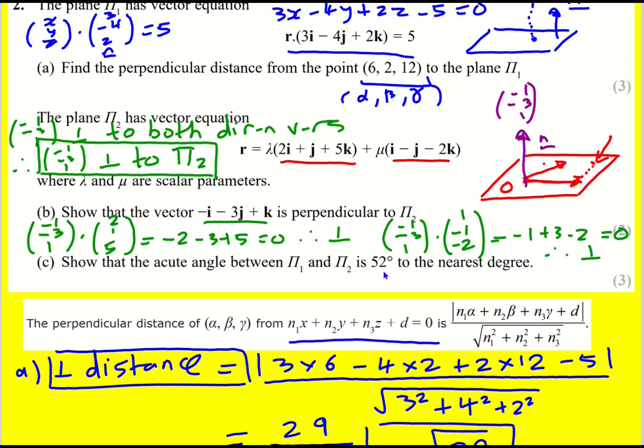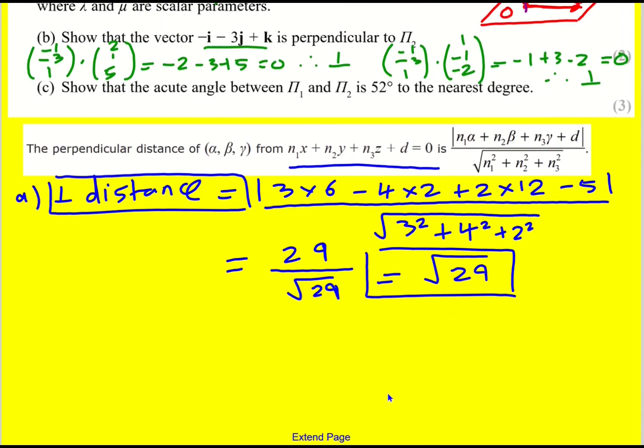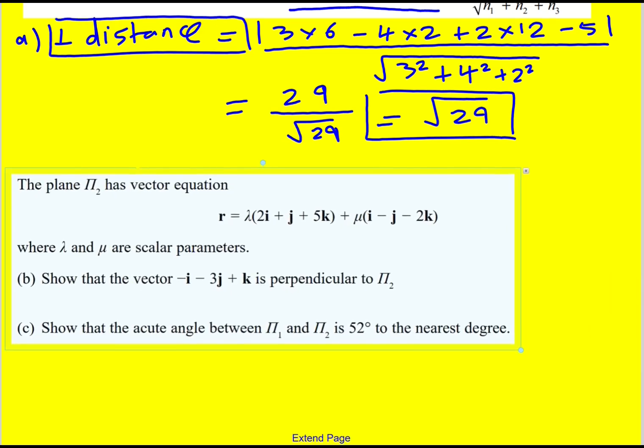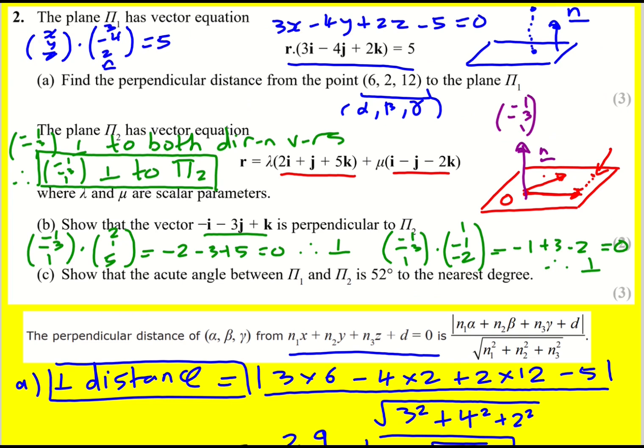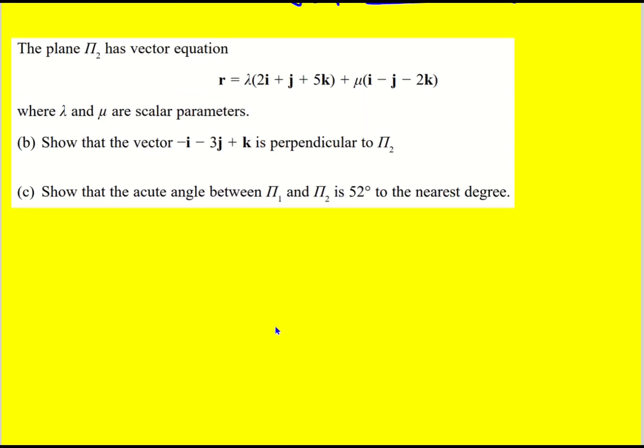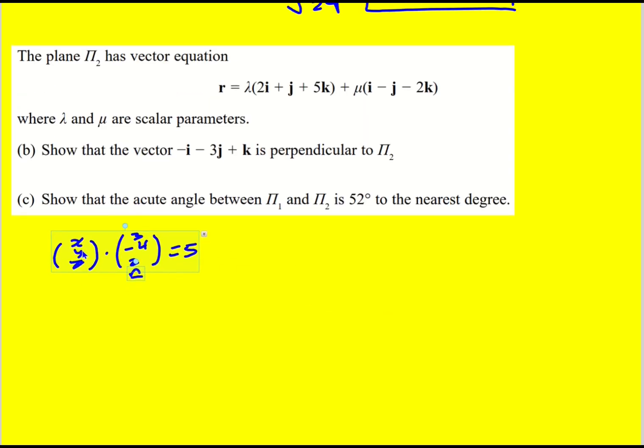So we're then asked to show that the acute angle between pi 1 and pi 2 is 52 degrees to the nearest degree. Don't forget, I've earlier worked out this was the equation of pi 1 written in the r dot n form. I just sort of brought it together. Let me bring that down as well.